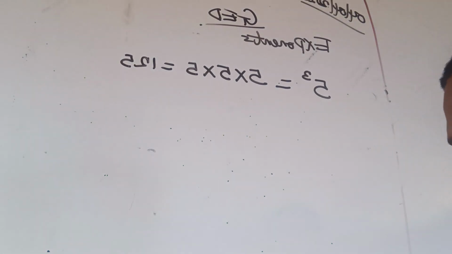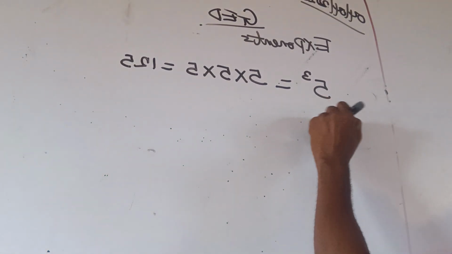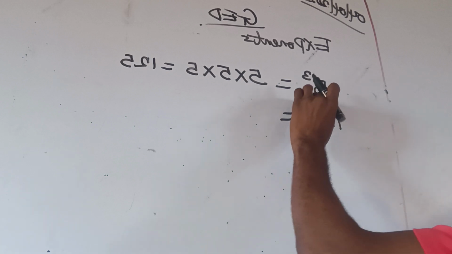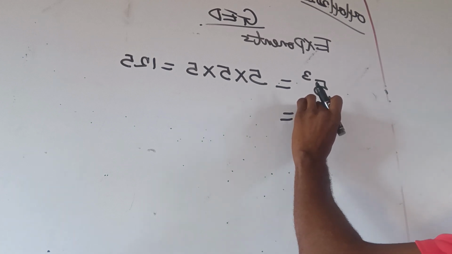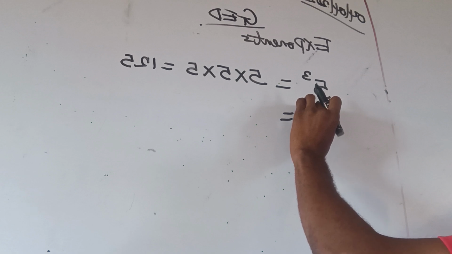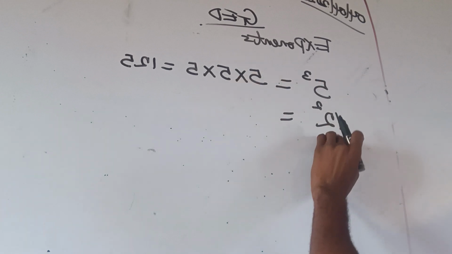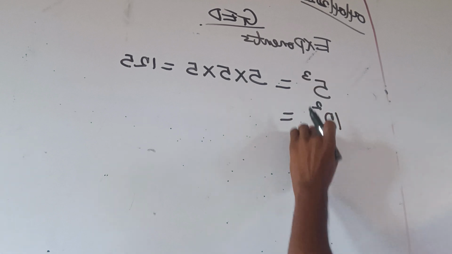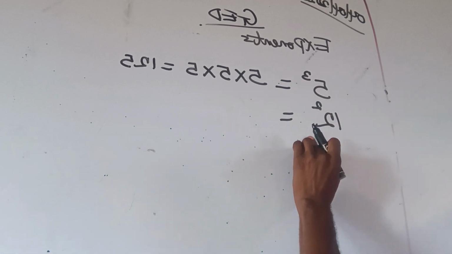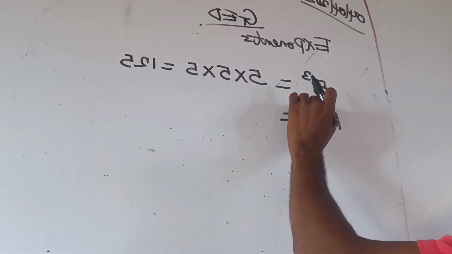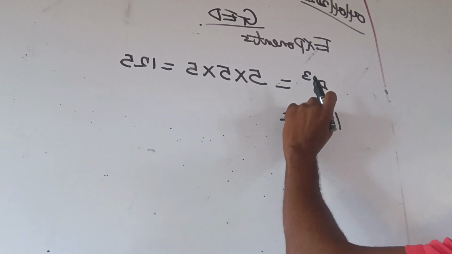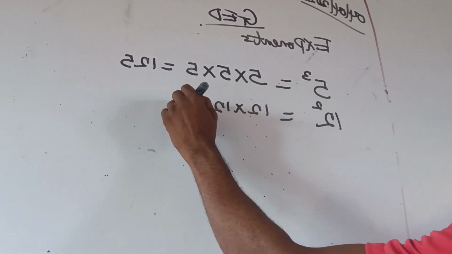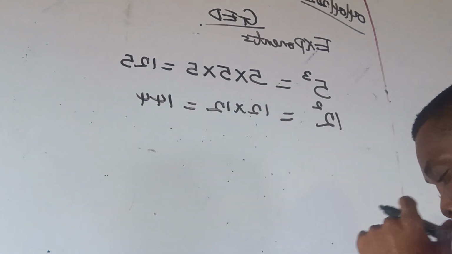Further examples are given. 12 squared: this is the base, this is the power. You can also say 12 superscript 2. Super is power, subscript is the base. So this is 12 squared, or 12 superscript 2, or 12 raised to power 2, meaning 12 times 12. And 12 times 12 is 144.